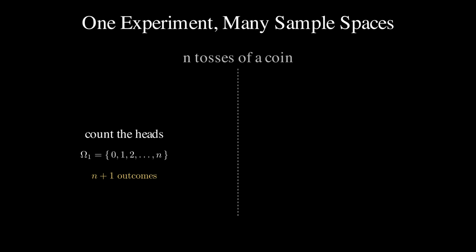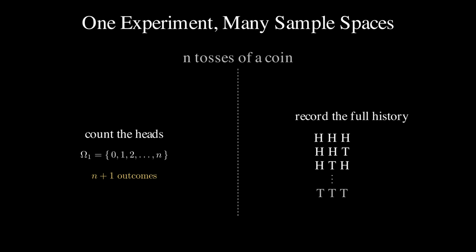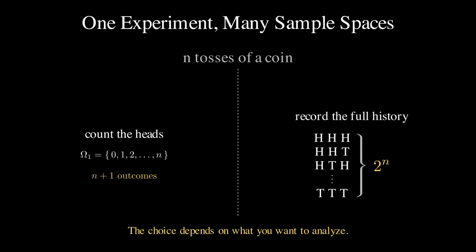But if you want the complete history, which toss was heads and which was tails in order, then each outcome is a full sequence, and there are 2 to the n of them. Same coins, same tosses, but a far larger sample space. Neither is more correct than the other. The choice of sample space depends on the property you wish to analyze, rich enough to distinguish every outcome you care about, but no more detailed than the question demands.